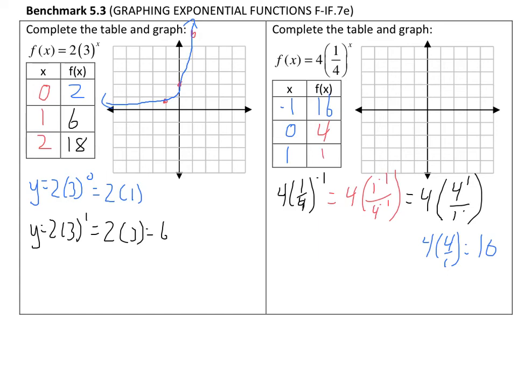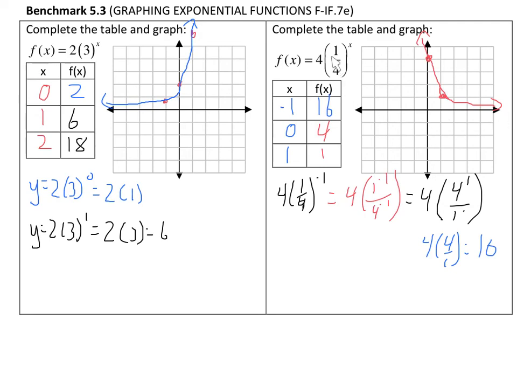Now can I put some dots? Yeah, I can fit 0, 4. I can fit 1, 1. And I know it's a decay. Decays look like this. They kind of are going down, down, down. And they get closer and closer but never touching. So that's kind of what the graph looks like. It goes down, down, down, down, down, down.